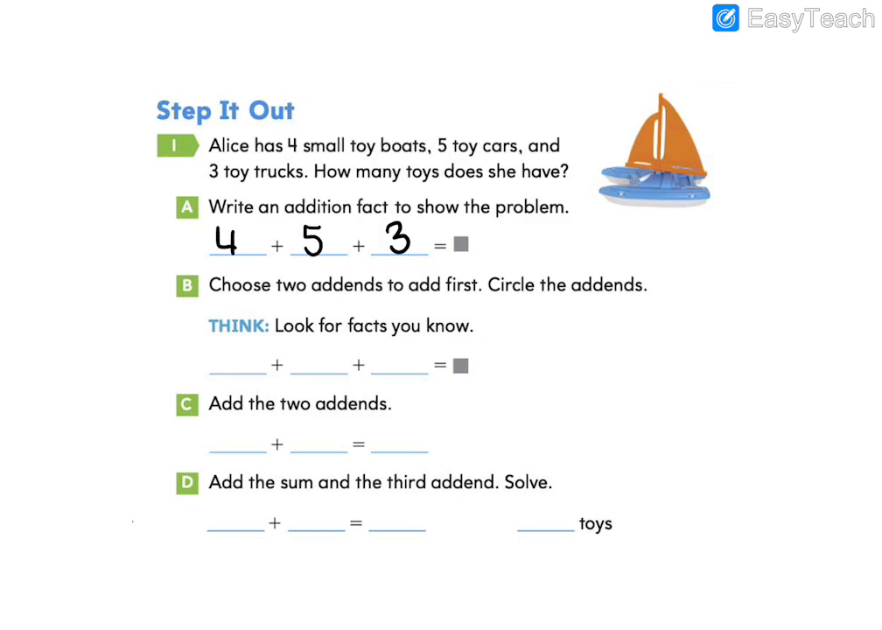For letter B, we're going to choose 2 addends to add first. Then we'll circle those addends. So we're still working with our 3 addends. We want to think about what's a fact we know. Circle the 2 addends that make a fact you know. I know 5 plus 3. So then I'll go to C and add those 2 addends. I know that 5 plus 3 equals 8.